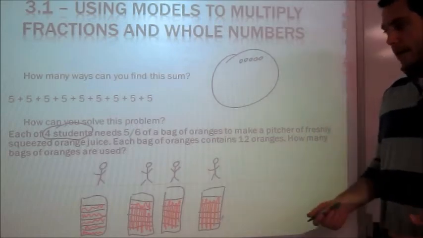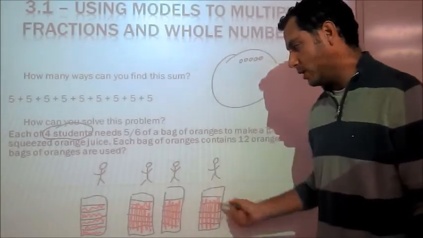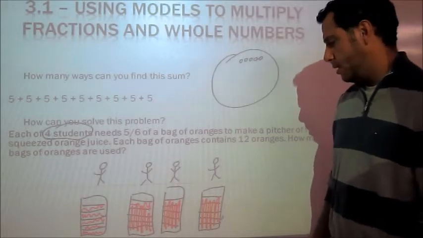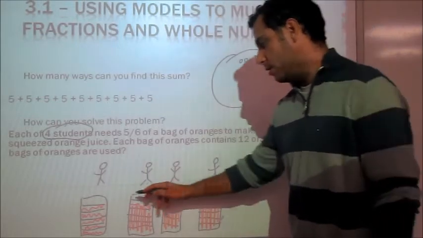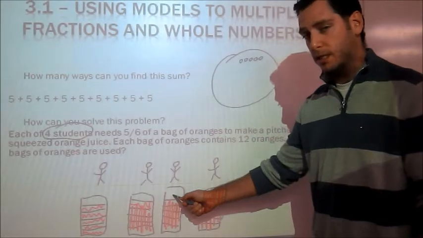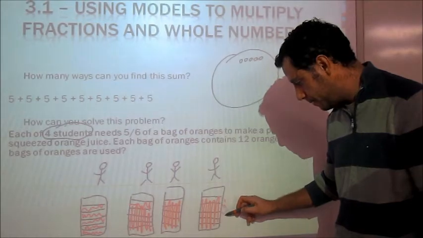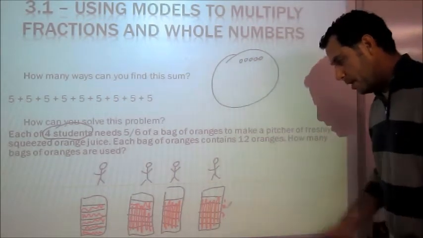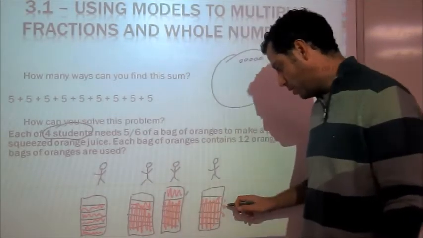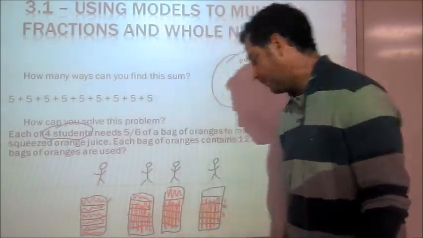Now, how many bags of oranges are used in total? Well, none of these are actually full bags. So what we want to do is account for this missing sixth, this missing sixth, and this missing sixth. And we can take these 3 over here, 1, 2, and 3, to do that. So we'll take number 1 over and fill in this one. We'll take number 2 over here to fill in this one. We'll take number 3 over here to fill in this one.